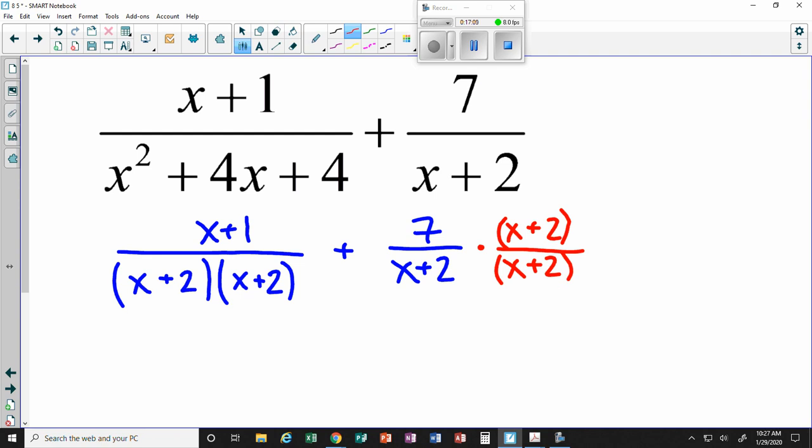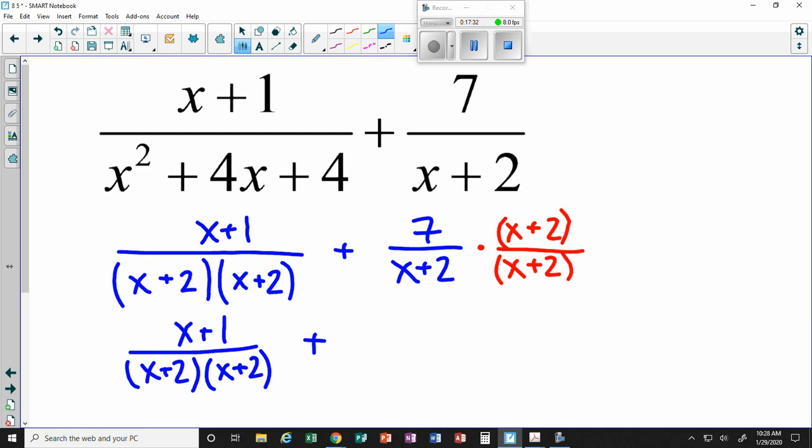Yes. So you don't always need to do anything on the other side. Nope. Sometimes, if I can multiply only one side by something to get to it, then just do the one. Don't make it more complicated than you have to. Alright, so this ends up being x plus 1 over x plus 2 times x plus 2.